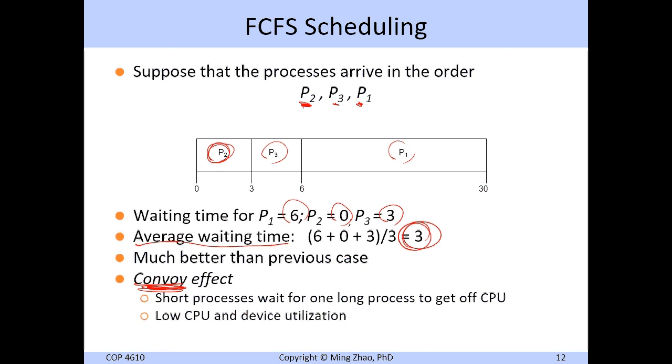So first come, first serve is easy to implement. It can be simply implemented by using a FIFO queue to implement the ready queue. But it has this problem with the convoy effect. The arriving order of the processes can cause a huge difference in average waiting time. So when you go back, make sure you can calculate these simple examples on your own.